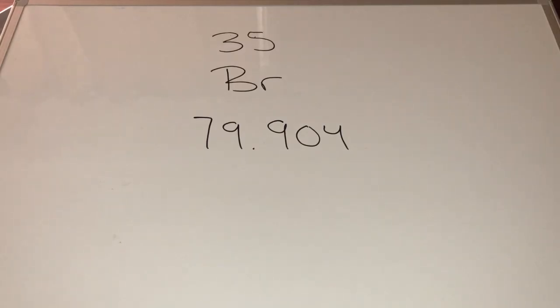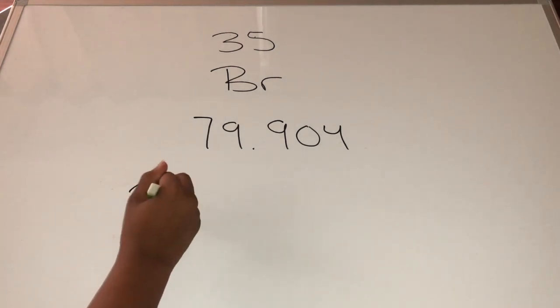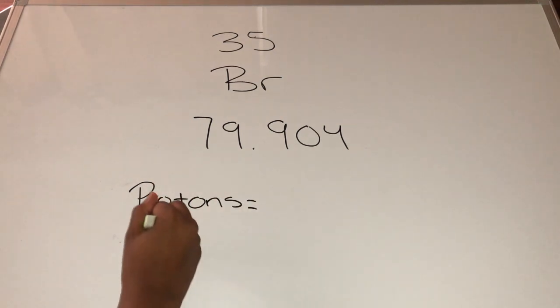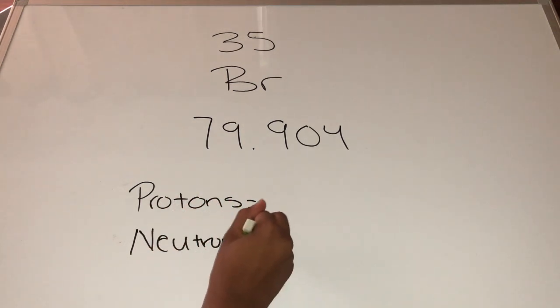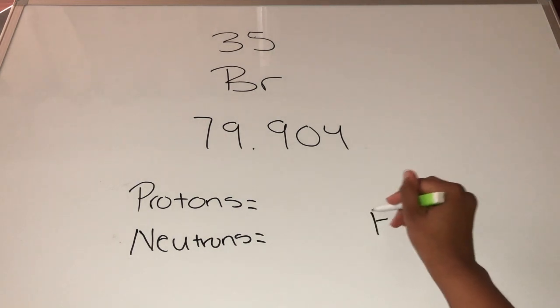Okay, so you can always understand when you're following along with somebody trying to do practice problems, but it's better if you try one on your own to make sure that you're really comprehending. So your element is going to be bromine. So I want you to go ahead and pick out what is your atomic number and what is your atomic mass, and then I also want you to find how many protons you have, how many neutrons you have, and how many electrons you have.